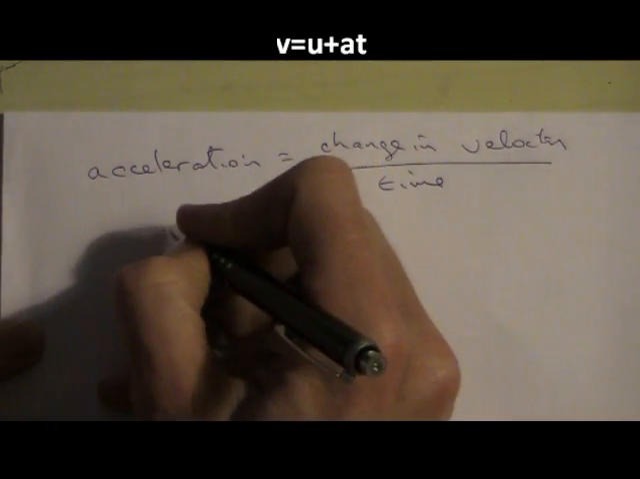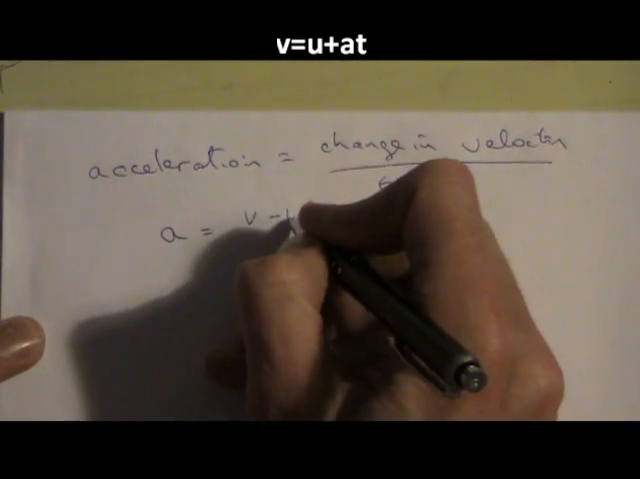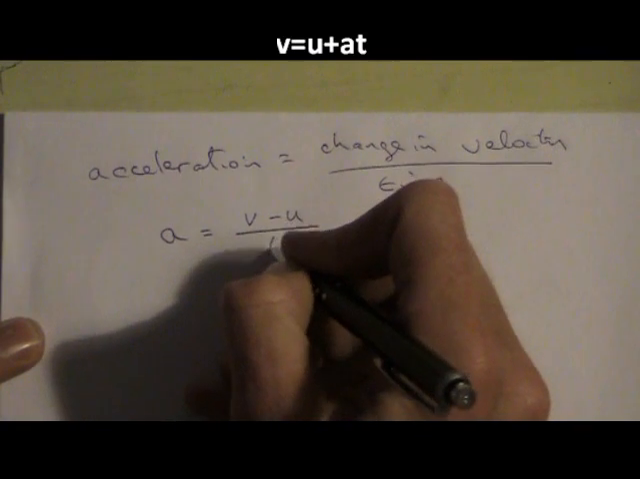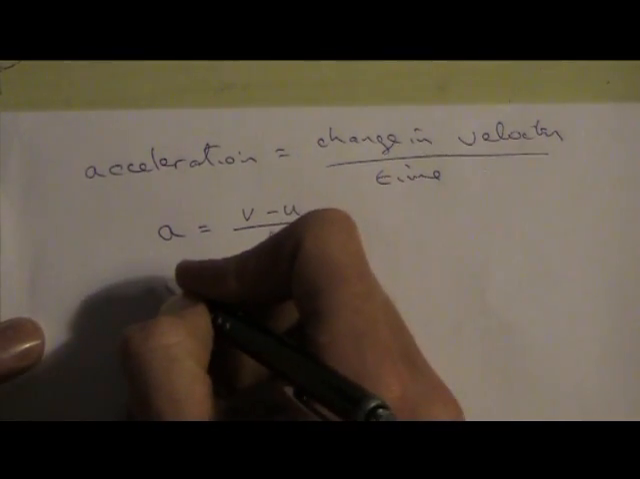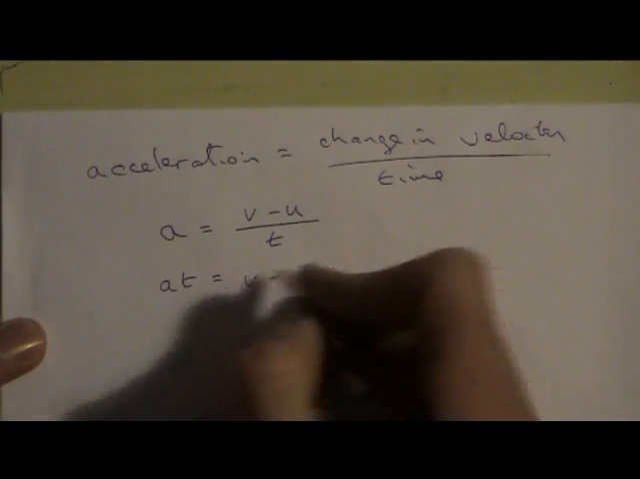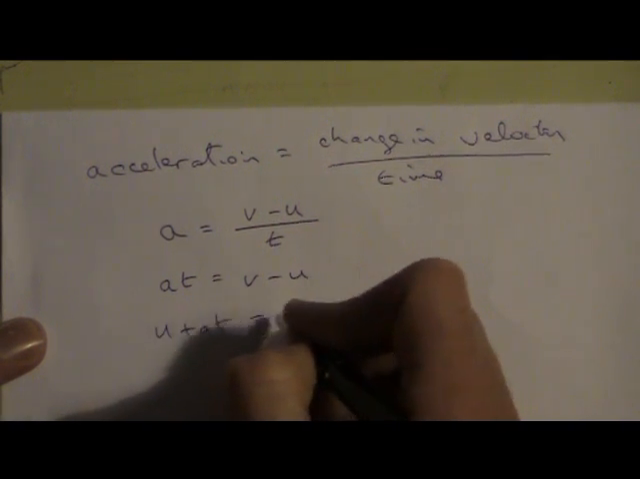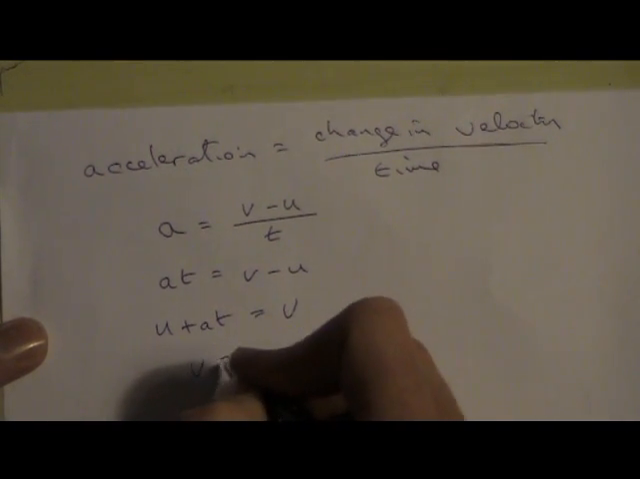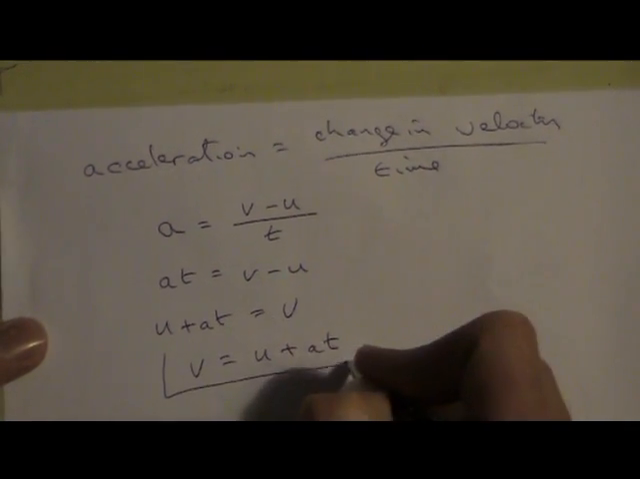Using a uvast then, acceleration equals change in velocity, which is the final velocity minus the initial velocity, divided by time taken, which is t. Okay, bring across the t, it'll become at equals v minus u. Then bring across that u, it'll become u plus at equals v. Or just rearrange it, v is equal to u plus at. That's our first equation there.